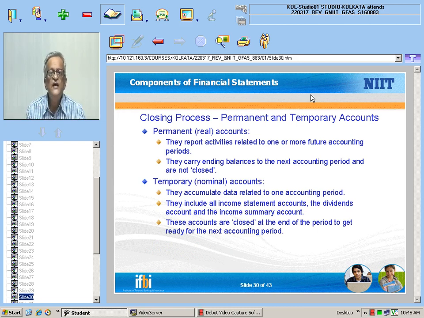Second point, they include income statement accounts, the dividend account and the income summary account. And these accounts are closed at the end of the period to get ready for the next accounting period. So all temporary accounts are closed at the end of the accounting period and they begin the next accounting period with zero balance.